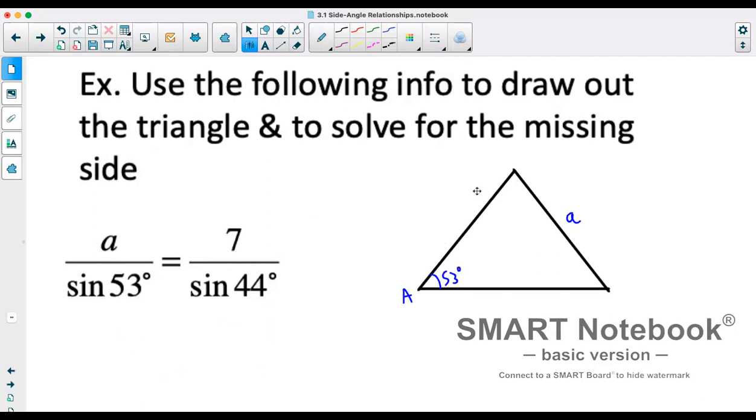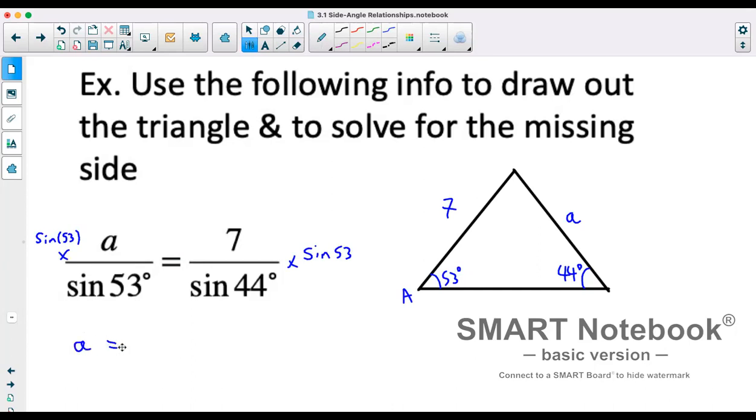Now we have a side length 7. We know it is opposite an angle of 44. So this is what we can draw out based on the information that we're given. Now what we want to do is rearrange this to solve for A. First thing I would do is multiply both sides by sine of 53 to get this out of the denominator. And that will give us A on its own.